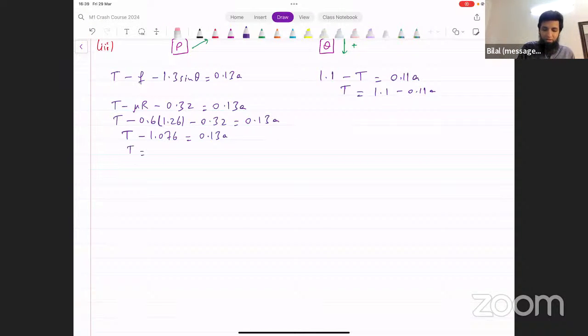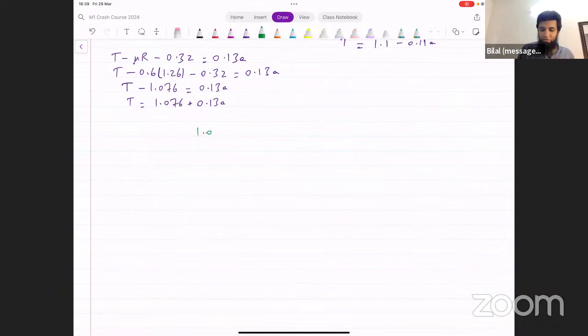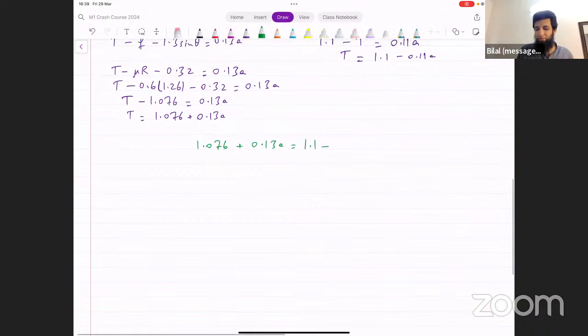And from the second equation, we get T equals 1.076 plus 0.13A. That gives us 1.076 plus 0.13A equals 1.1 minus 0.11A. And that will give you the value for acceleration. What do you get from this?